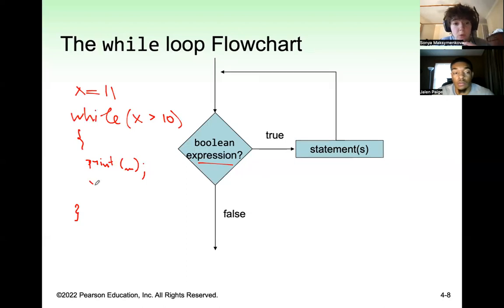To prevent that, you can decrement your x value, and this way this loop will only run once. It will see, is x greater than 10? In this case, x is greater than 10. It will run once, and then our x will become 10 instead of being 11.